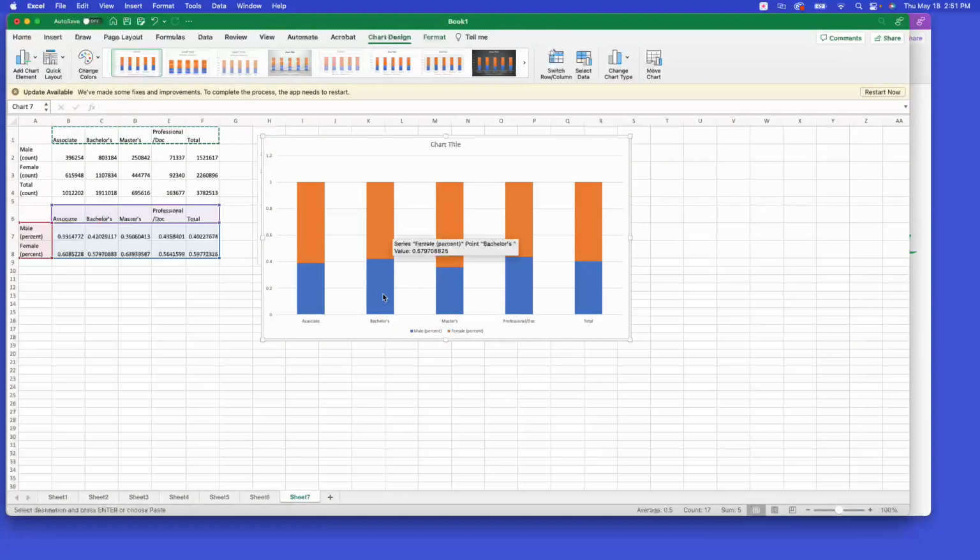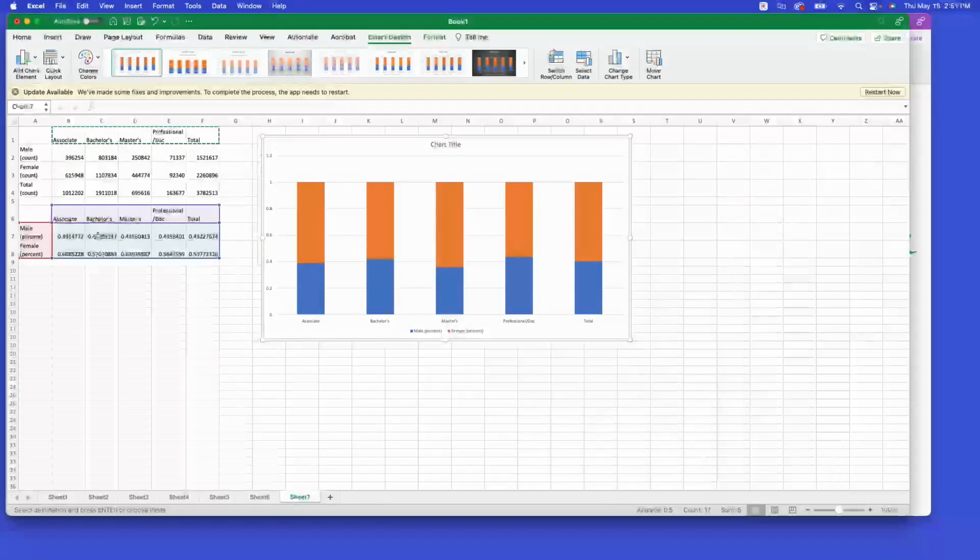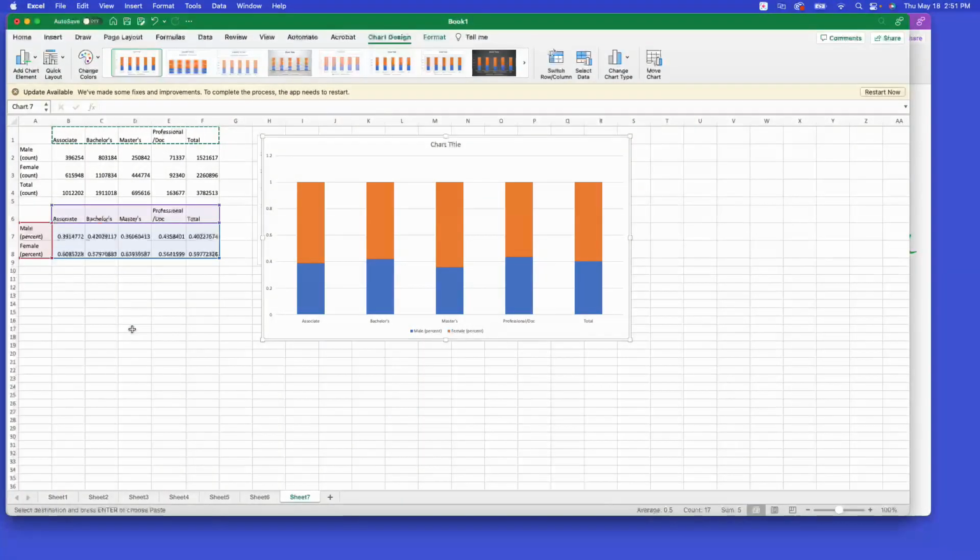The bachelor's degrees for men and women, are they both going up? Are they both going down? Is one going up and one going down? That would be a trend that we could look at over the years, and we could even look at that in terms of percentages, to see if the percentage between the two groups is changing from year to year. We could even include that here, so we could have two bars right next to each other, one for 2018 and one for 2019. So there's lots of different ways we can look at this data.